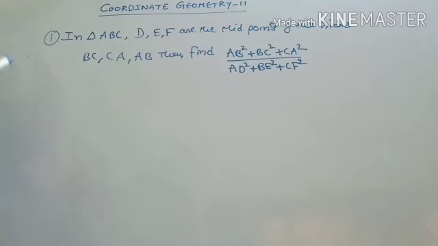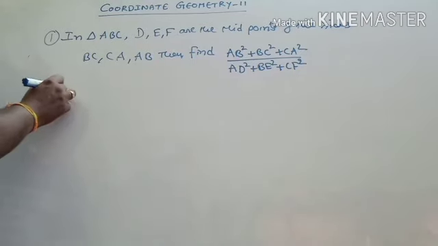If in triangle ABC, D, E, F are the midpoints of the sides BC, CA, AB, then find (AB square plus BC square plus CA square) by (AD square plus BE square plus CF square). How are we going to do this particular problem?